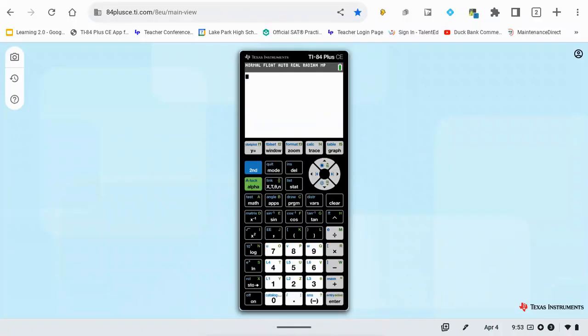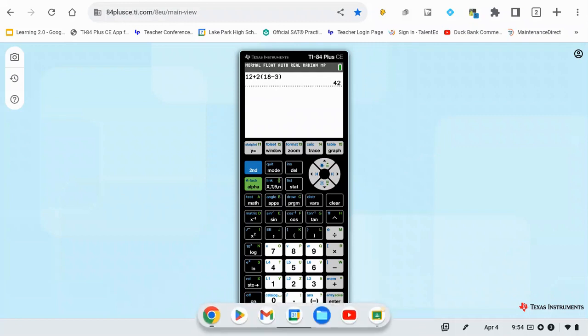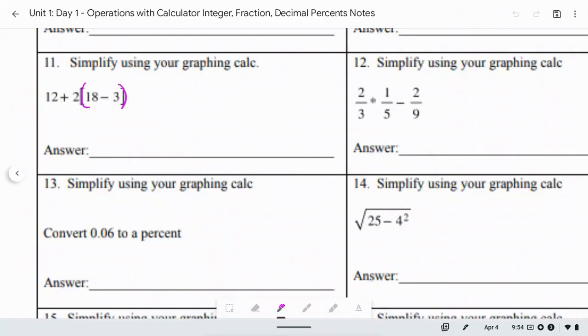Okay. In your graphing calculator, we're going to start by typing 12 and then plus 2. Instead of a bracket, the parenthesis button is right above the 8. So it'd be parenthesis 18 minus 3, and then close the parentheses. And then hit enter, and you end up with 42 as that final answer. So that would be my final answer for number 11.